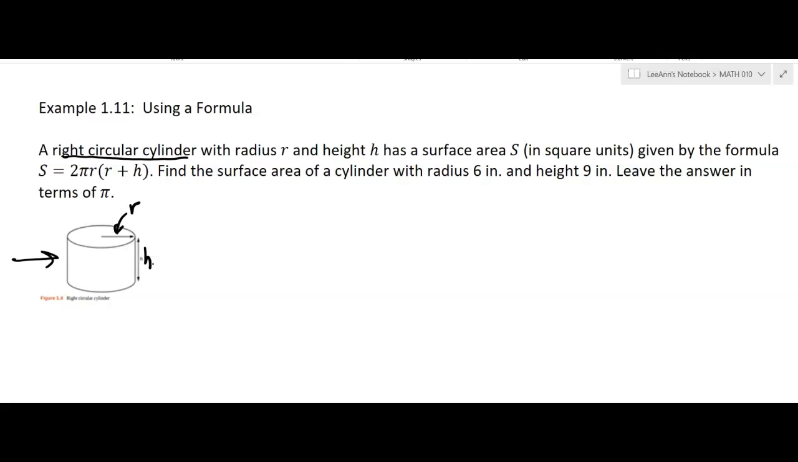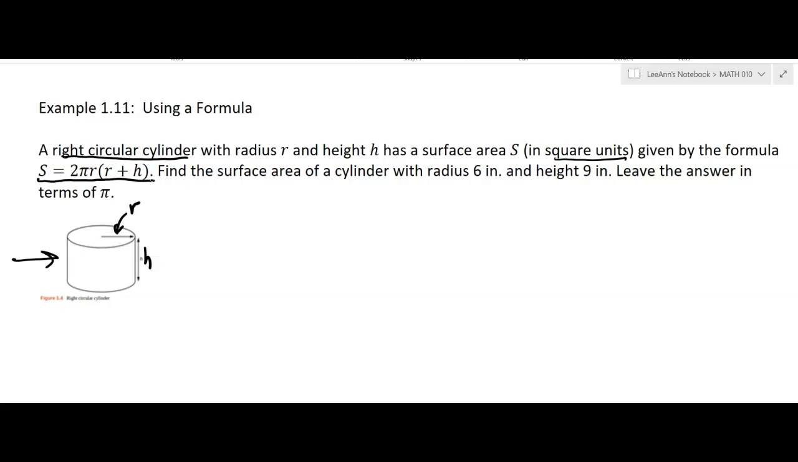Well, if you wanted to figure out the surface area, by that we mean, say you wanted to wrap your can of soup in paper, how much paper do you need? How much area is that, okay? So it says a right circular cylinder with radius r and height h has a surface area s, and area is in square units, so square inches or square feet, or something like that. And they give us a formula. We don't have to know the formula, they give it to us, okay?